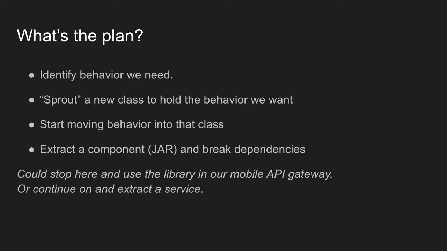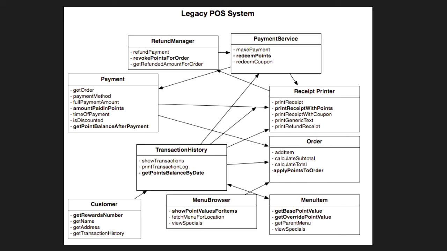So the behavior we need, here's our plan. We're going to identify the behavior we need. We're going to move behavior to a new class, a tested class where we've characterized the behavior we care about. And then eventually we're going to extract components, and eventually we're going to get to some services. So it seems like that transaction history class has some behavior we want. We've identified a reasonable place to start.